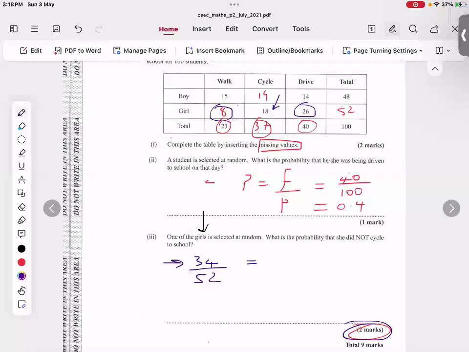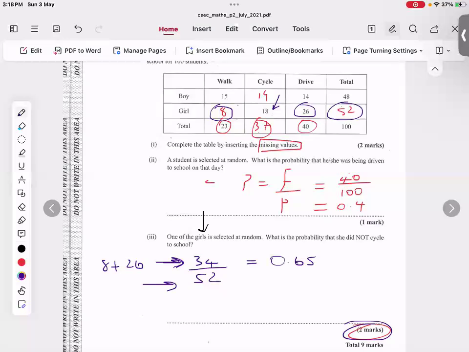0.65. Yeah, the 1 mark. The first mark would be getting from saying 8 plus 26. That's the first mark, if you get the favorable. But then the other mark comes from the 52, knowing that you have to use this 52. How much do you get? 0.65.